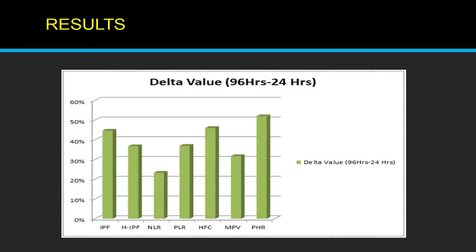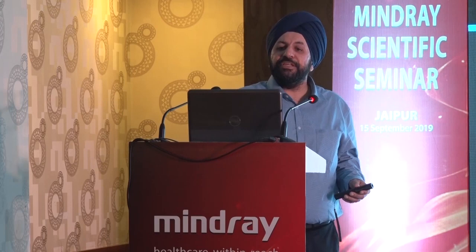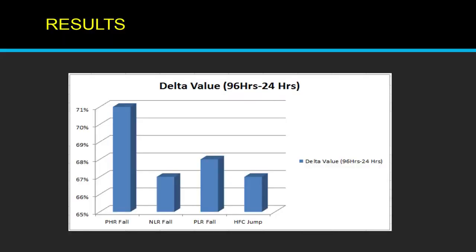So this is the delta value, 96 hours minus 24 hours. The best predictive marker amongst all these markers was the platelet HFC ratio, which is scientifically also correct, because as dengue progresses, the platelet count begins to fall and the HFC begins to increase. Typically the HFC begins to increase from day 4 of fever and continues to increase till platelet recovery. So when you take a falling parameter in the numerator and a rising parameter in the denominator, your decreasing effect gets exponentially augmented statistically. Again, I am only looking at the fall and jump parameters.